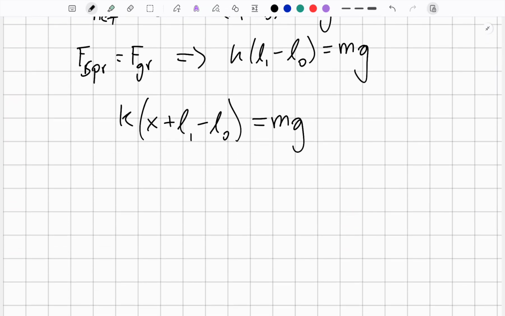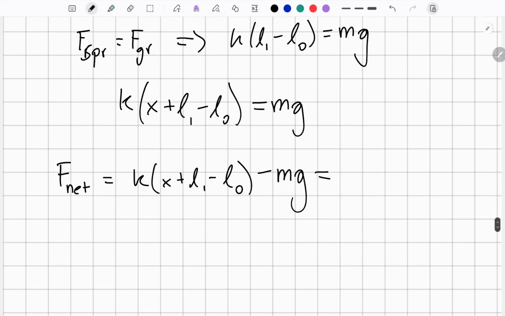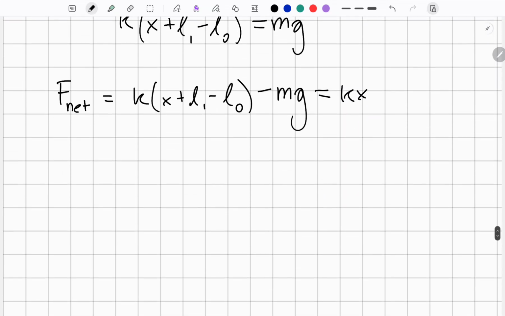So what we can do is our net force equals k times x plus L1 minus L naught. We can call our gravity, there we go. And because we're using positive, we can make this into a positive kx, instead of showing that it's a negative kx, we can use a positive kx.